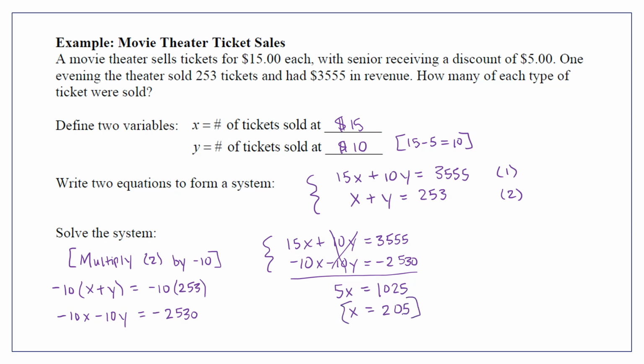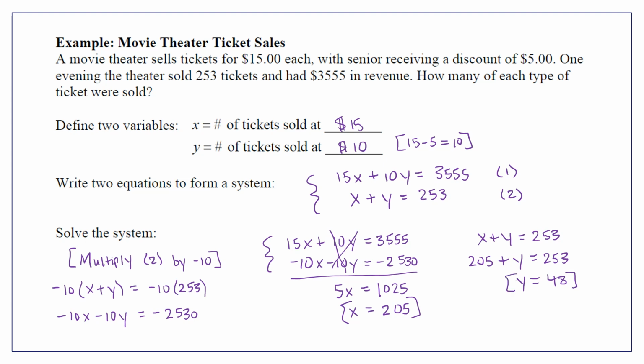So we now know the value for x. So now we can find the value for y. To find the value for y, we want to substitute x into one of the original equations. So the original equation I'm going to use is x plus y equals 253. So that's equation number 2. Okay. So substituting in x, which is 205, I'm going to subtract 205 on both sides, which leaves me with y equals 48.